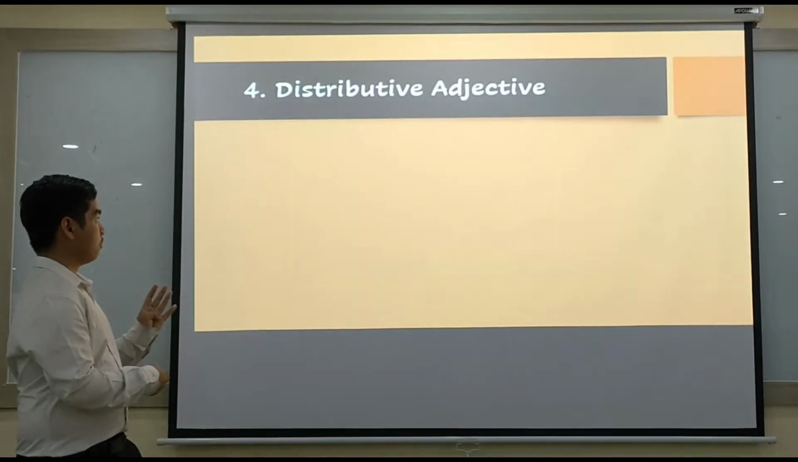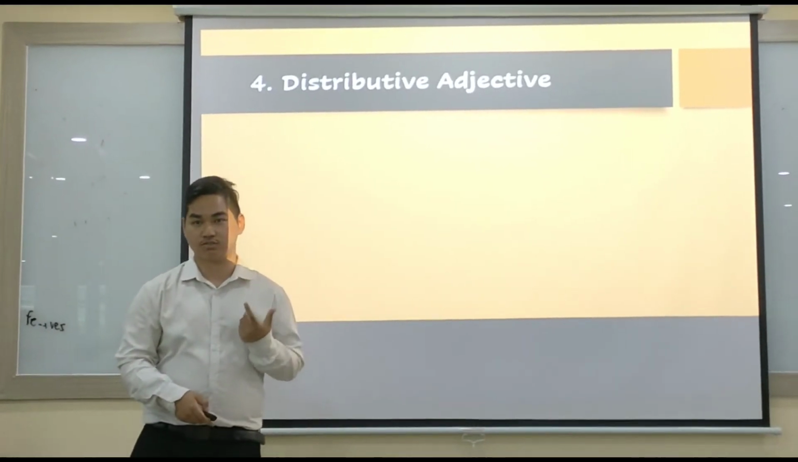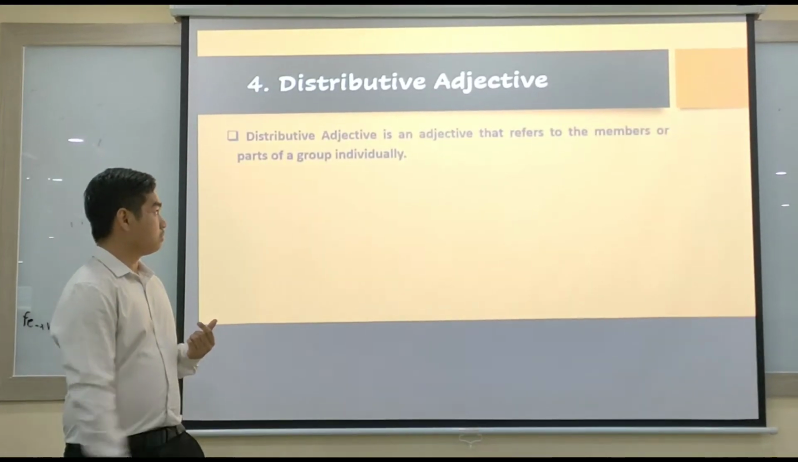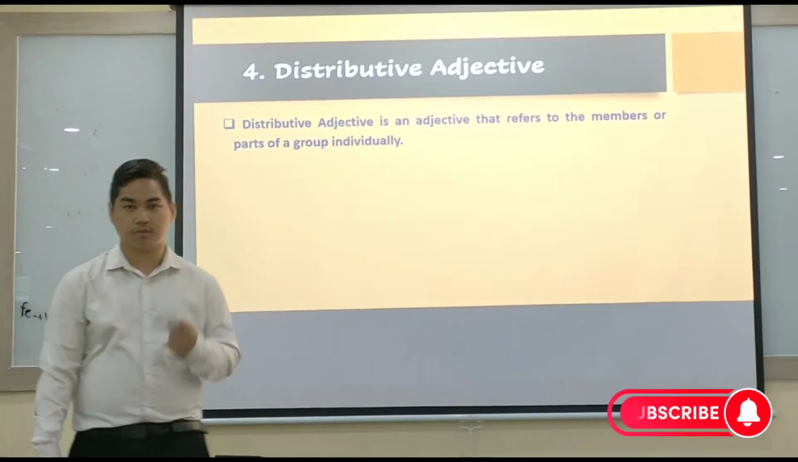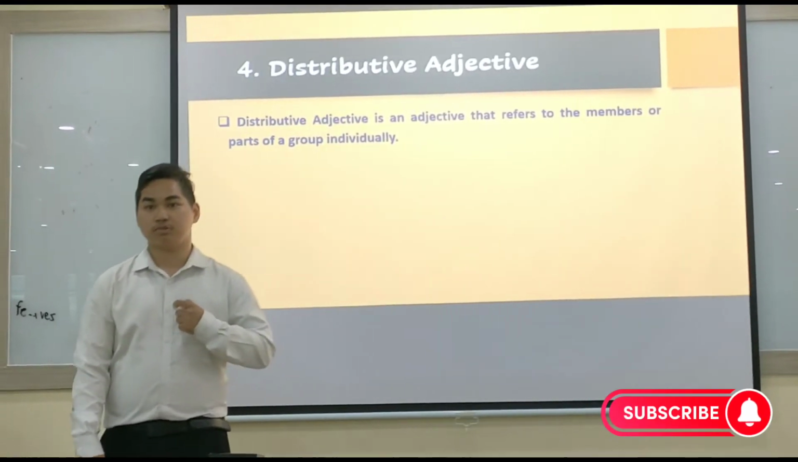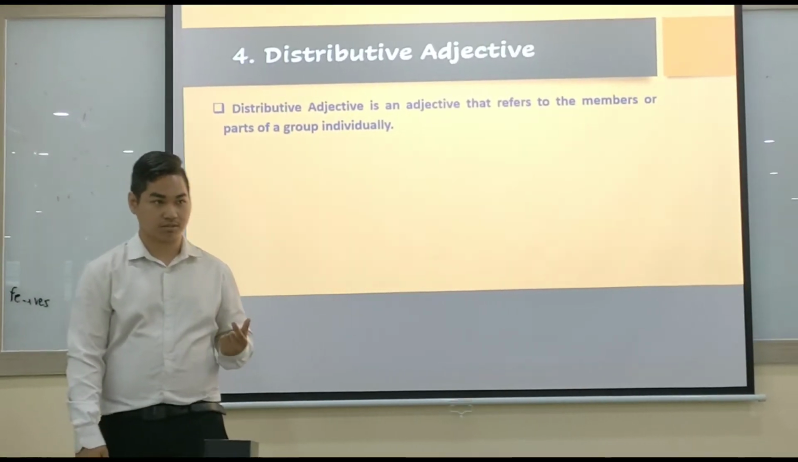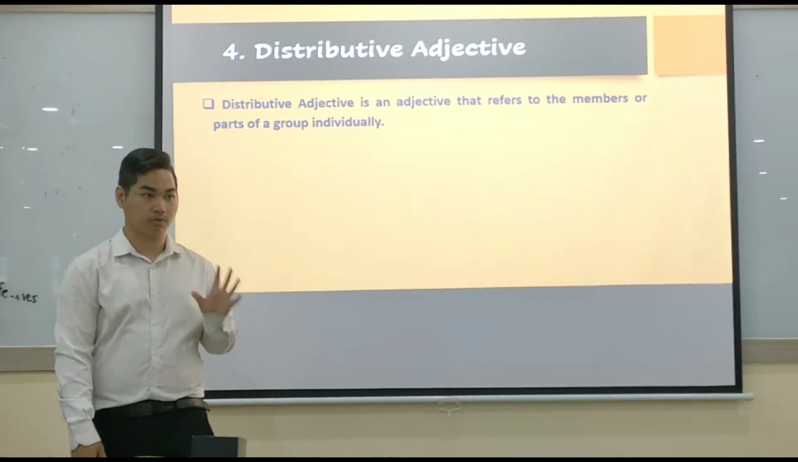So the fourth type of adjective is the distributive adjective. A distributive adjective is a type of adjective that I use to talk about the parts of a group or the members, but we talk about the members of the group individually.